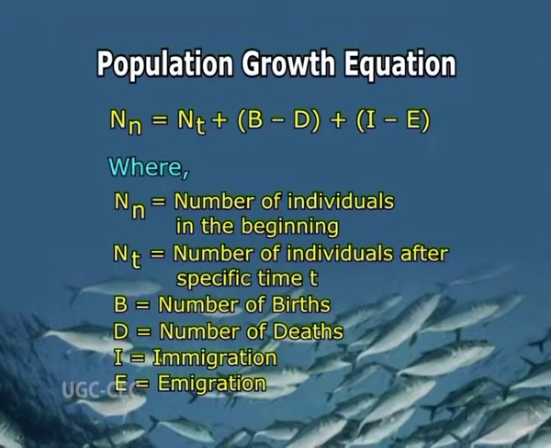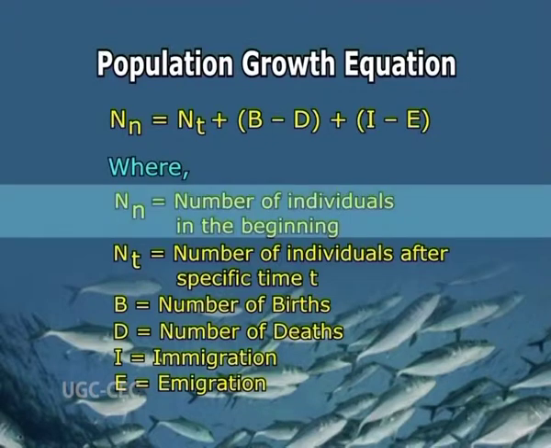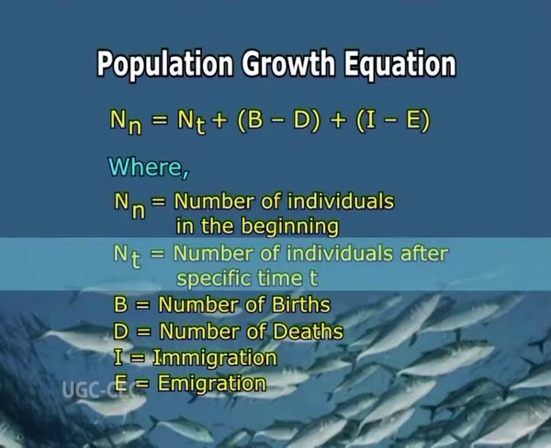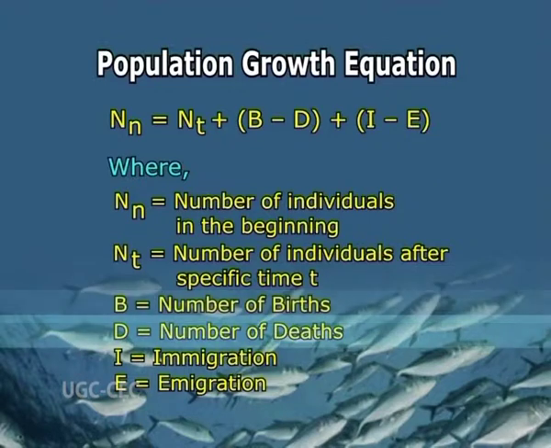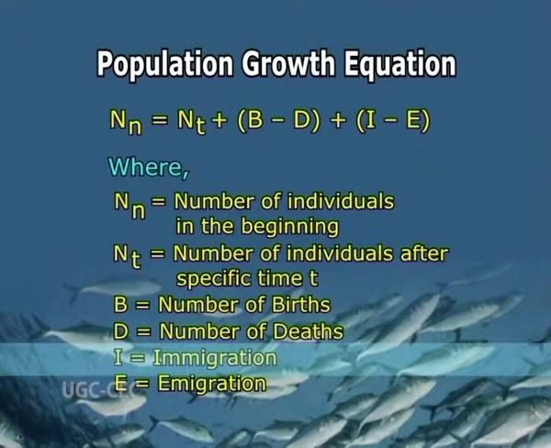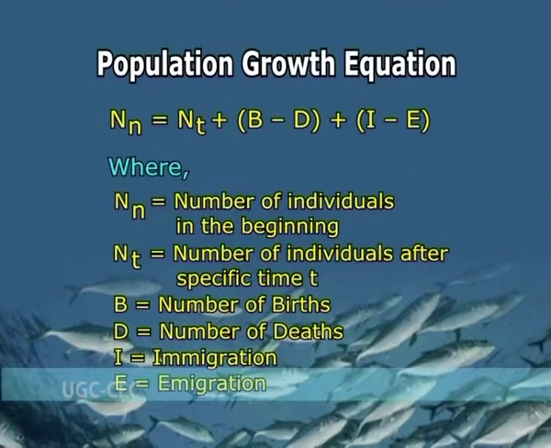Population growth represents the interaction of biotic potential and environmental resistance. Population growth occurs when birth rates exceed death rates or immigration exceeds emigration. Population growth can be explained using the following demographic equation: Nn is equal to Nt plus B minus D plus I minus E, where Nn represents the number of individuals in the beginning, Nt indicates the number of individuals after a specific time t, B is the number of births, D is the number of deaths, I represents immigration, while E indicates emigration.